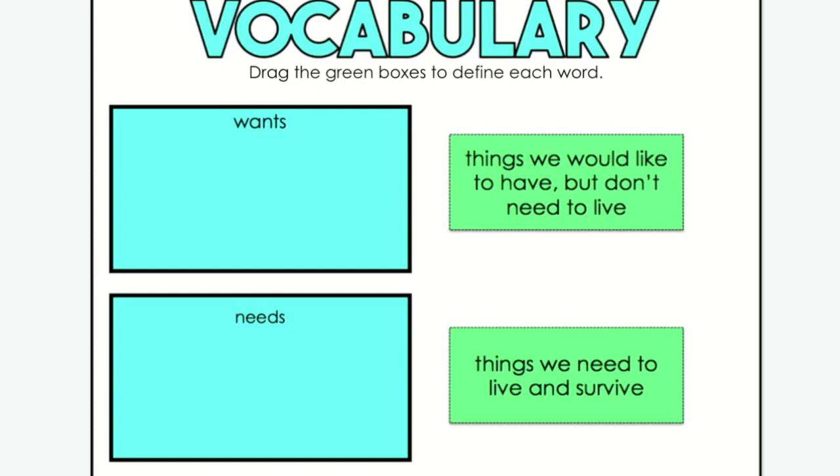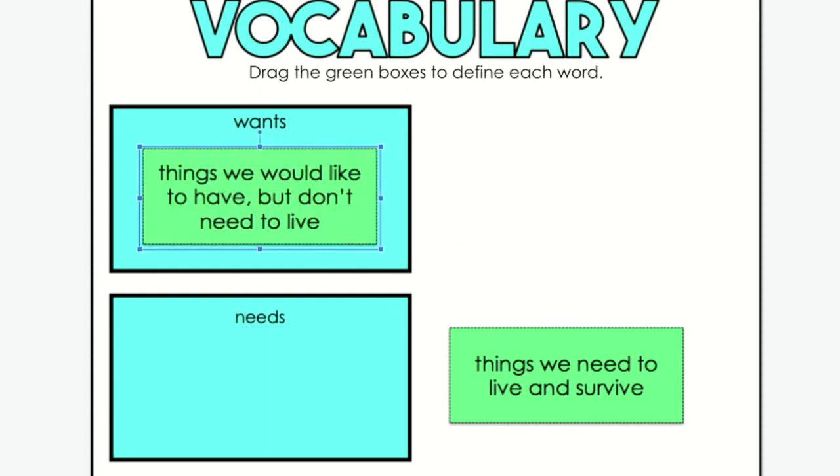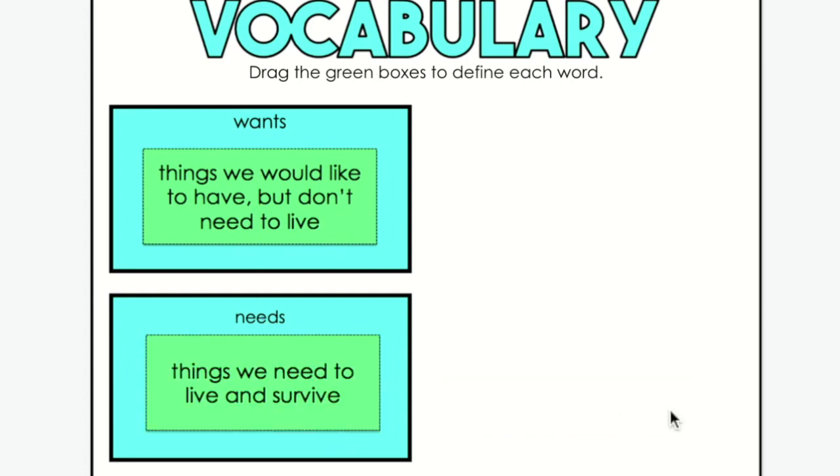Let's start with the vocabulary words of wants and needs. Wants are things we would like to have but don't need to live. An example of that would be video games. Needs are things we need to live and survive. And some examples of needs would be food, water, or shelter.